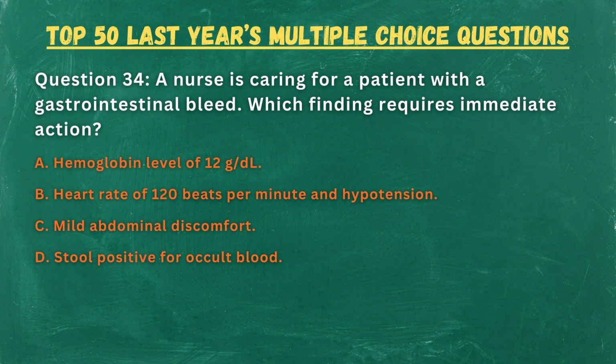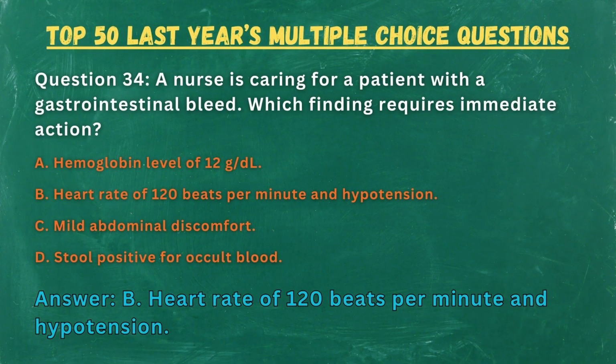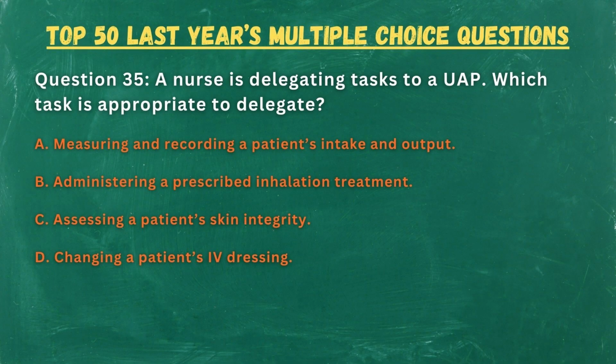C. Mild abdominal discomfort. D. Stool positive for occult blood. Answer: B. Heart rate of 120 beats per minute and hypotension. Question 35. A nurse is delegating tasks to a UAP. Which task is appropriate to delegate?